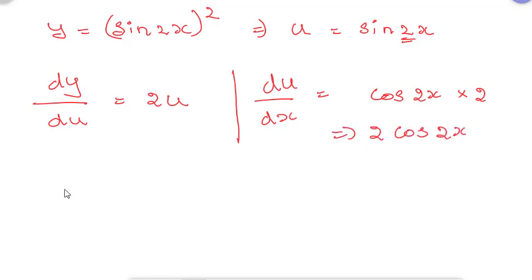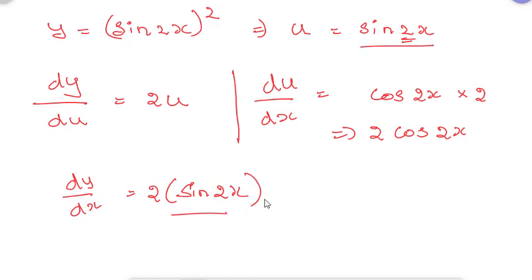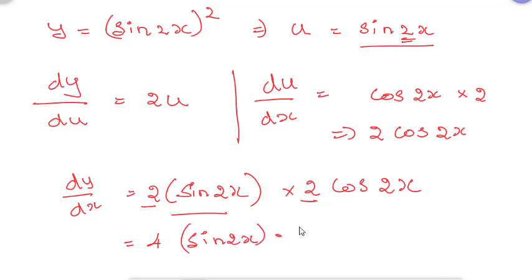Now the same, I have to find out the value of dy by dx here. So simple, first I have to write the value of 2u. So it's 2 times u, and the u value I am taking here is sin 2x, so I simply write it here, times 2 times cos 2x. So you can see there are 2 and here is another 2, so simply I have to multiply 2 and 2, it changes to 4. So 4 sin 2x times cos 2x as the finalized answer.